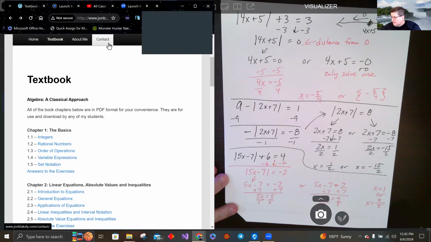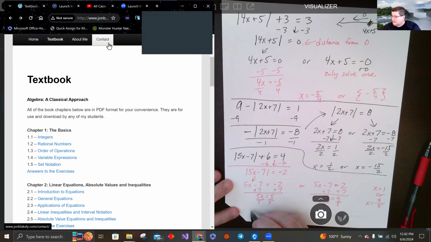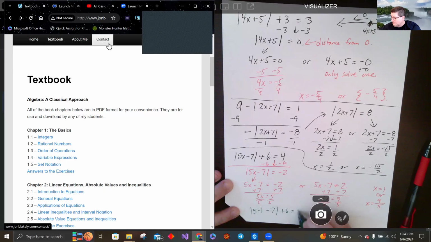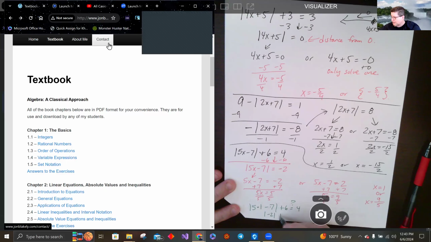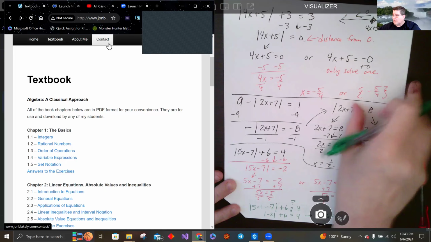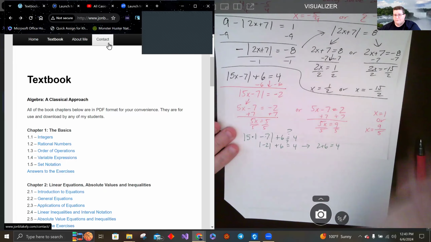Does that work? Let's do a check. 5 times 1 minus 7, absolute value, plus 6. Does that equal 4? This is 5 minus 7. This is negative 2 inside the absolute value. Then we got plus 6. Does that equal 4? I get 2 plus 6 equals 4, which is false.